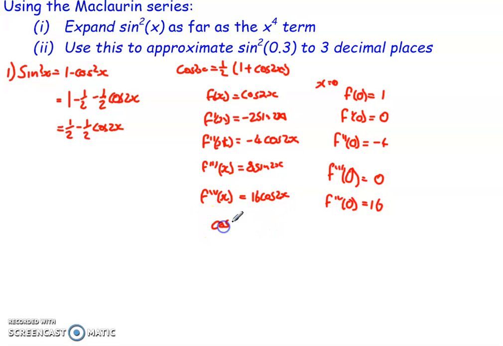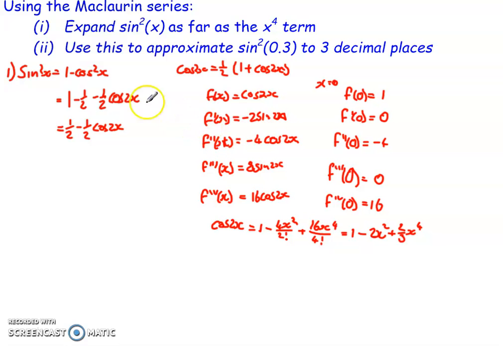I now know that cos 2x should equal 1, take away 4x squared over 2 factorial, plus 16x to the 4 over 4 factorial. And if I want to sort those coefficients, which is a good idea at this stage, I'd have 1, take away 2x squared, plus 2/3 x to the power of 4. So that's my expansion for cos 2x.